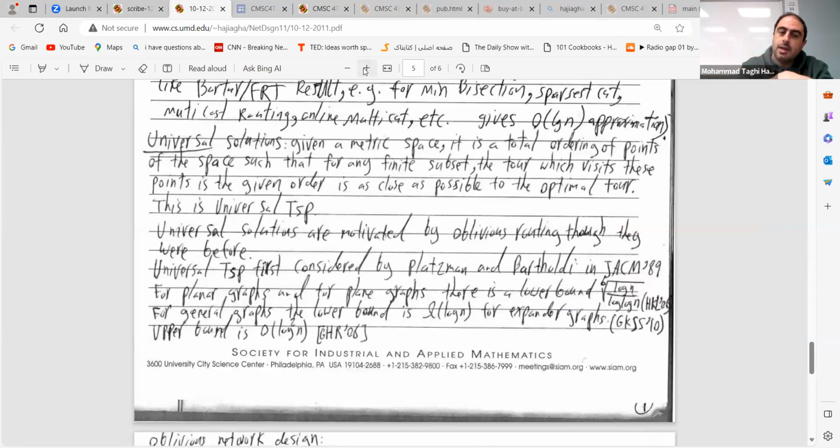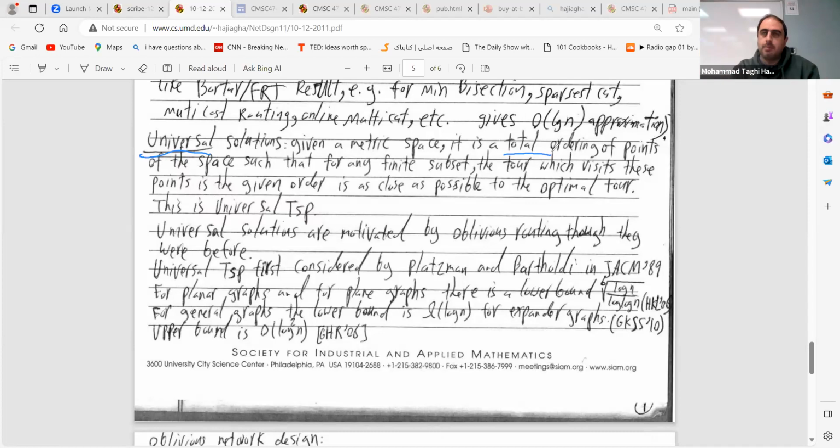So previous time, we mentioned oblivious routing that I will define, but I mentioned that these universal solutions have been there before. And in particular, one of them was essentially universal TSP, where you want to find a total ordering. So the idea is that I'm giving a tool for you, a guide for you, that you can use independent of the demands that you have.